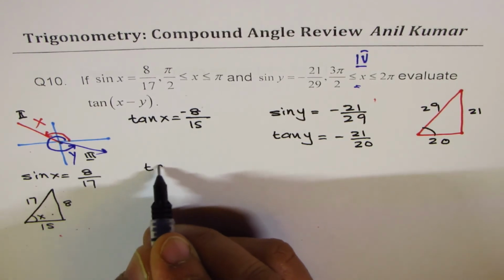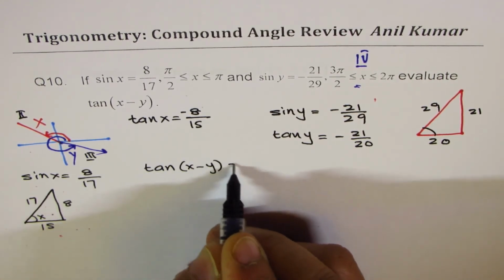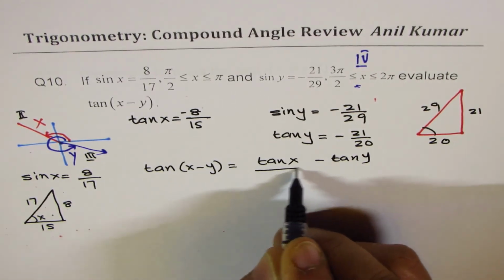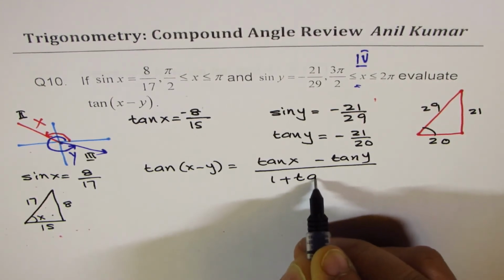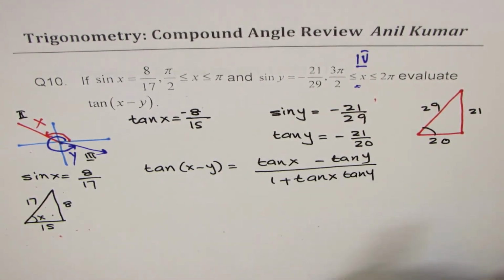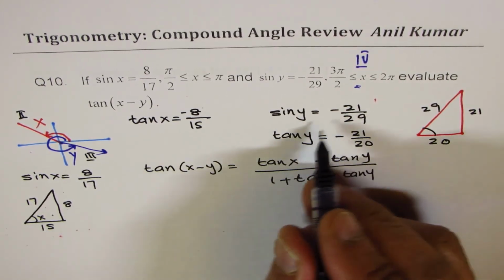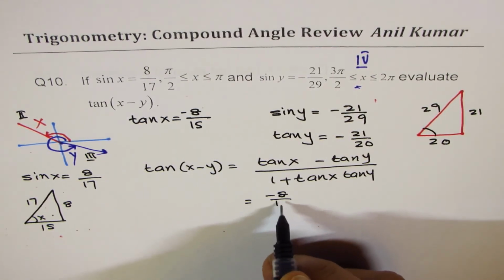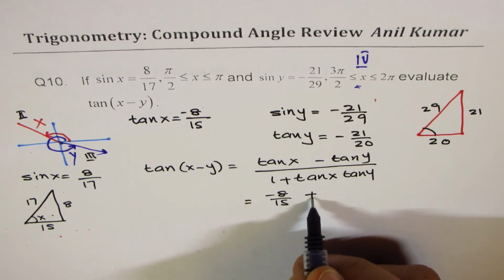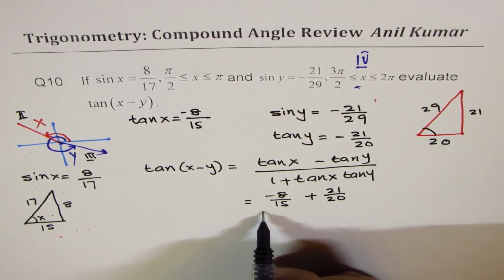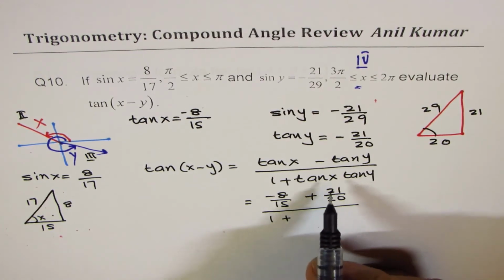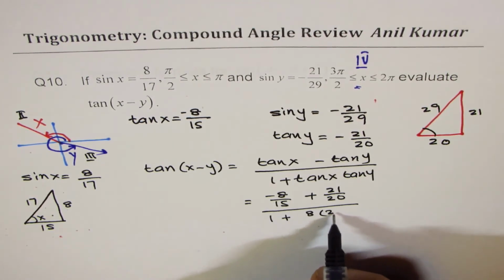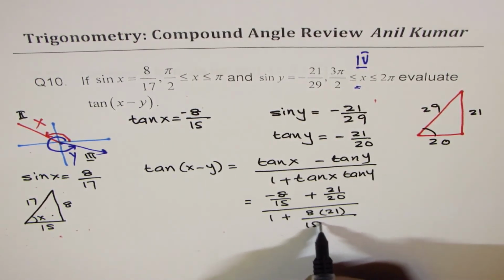So we know what tan x is, we know what tan y is, and now we can find what is tan(x minus y) by application of the straight formula. So which is tan x minus tan y over 1 plus tan x tan y. Correct? So you could substitute these values, which is equal to tan x is minus 8 over 15. That minus minus becomes positive 21 over 20. And here we get 1 plus the product of these two negatives, which will remain positive. So we got 8 times 21 over 15 times 20.